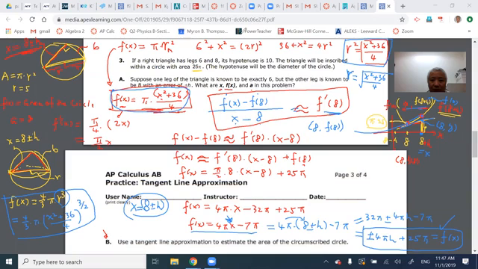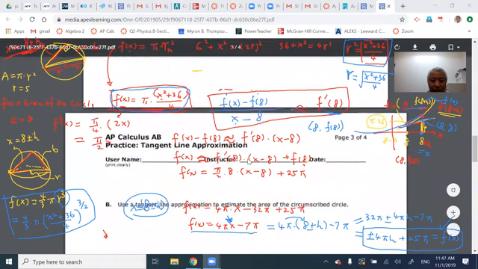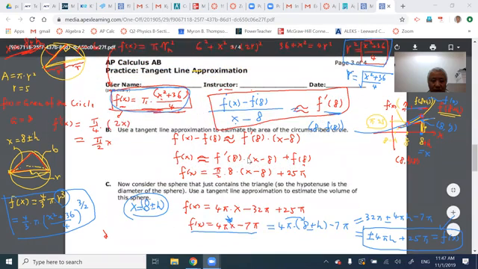Now, I'm going to move up this one first a little bit. The C, okay? When you do the C here, I need to erase something, right? I'm not erasing all of them. The C, they say, well, now consider a sphere containing a triangle, so that the hypotenuse is the diameter of the sphere. Use the tangent line approximation to estimate the volume of the sphere. So you have this one first, right? And then what are you going to do next? Same thing as what we did.